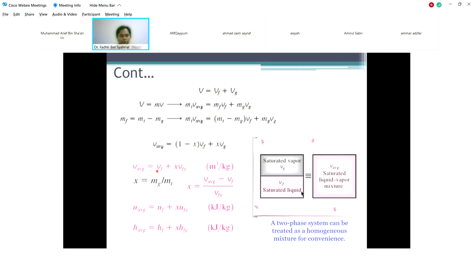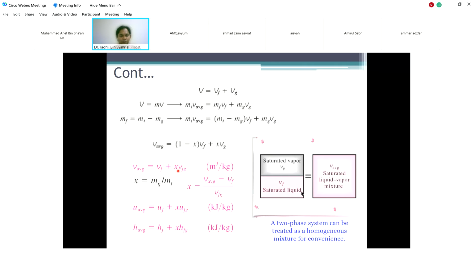To find vf, look at table A4, the same table, because temperature is given, right? So at 90 degrees C, find vf. Look at your own table. At 90 degrees C, vf is 0.001036, right?